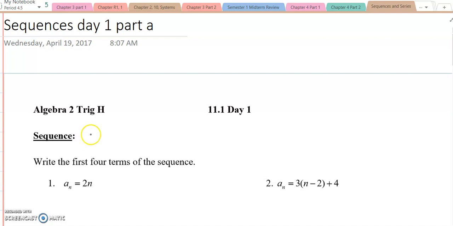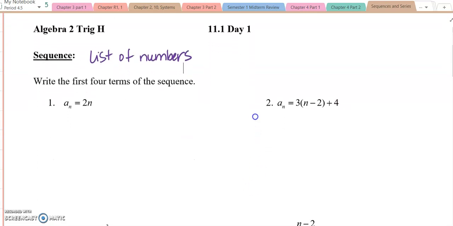I'm on sequences day 1, part A. A sequence is just a list of numbers, and you always have natural number inputs. Sometimes they can be whole numbers, so you can have an input of 0, but classically we start with n being equal to 1, and then we increment by 1.